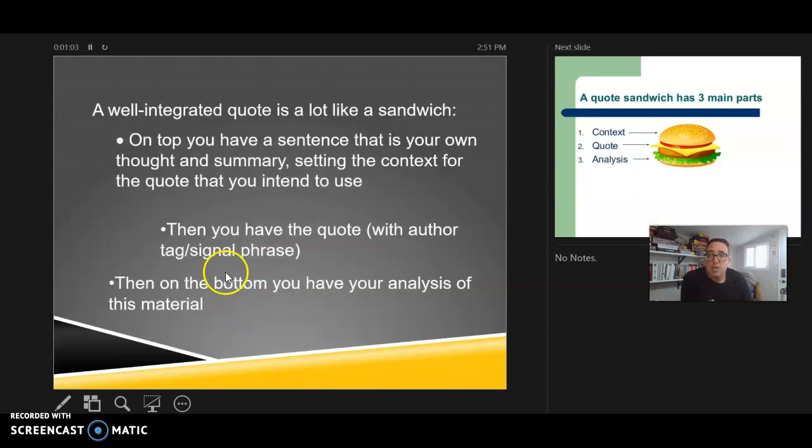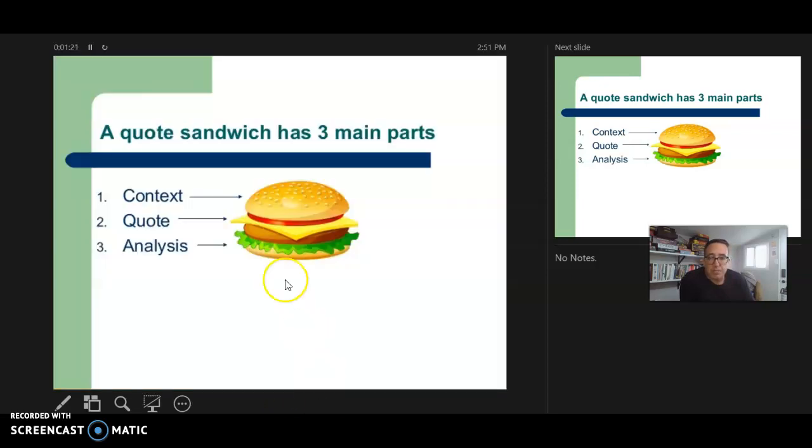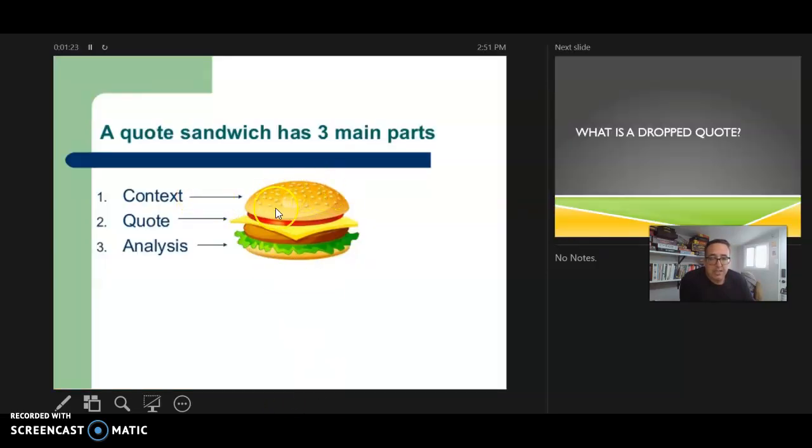So, a well-integrated quote is a lot like a sandwich, so hence quote sandwich. On top, you have a sentence that is your thought or summary or context plus context for the actual quote. Then you have the quote with a tag or a signal phrase or blended into your own words. And then on the bottom, you have your analysis of the material. So, a quote sandwich, right? Context on top, a quote in the middle, and then an analysis following afterwards.